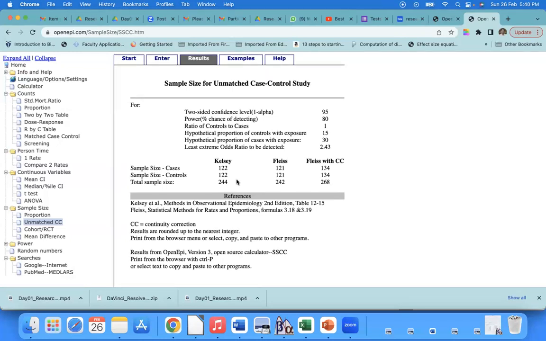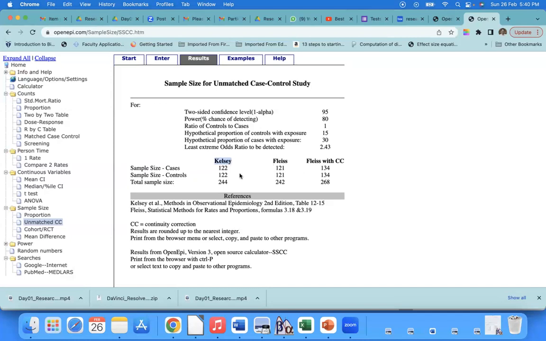So we have to use this first one, the Kelsey one. We can choose any of these. I have checked these three, and all three are used. But whichever you use, you have to mention that you used the Kelsey method using OpenEpi software. You have to give a reference for this method. The total sample size will be 244, 122 cases and 122 controls, if you are using the Kelsey method.